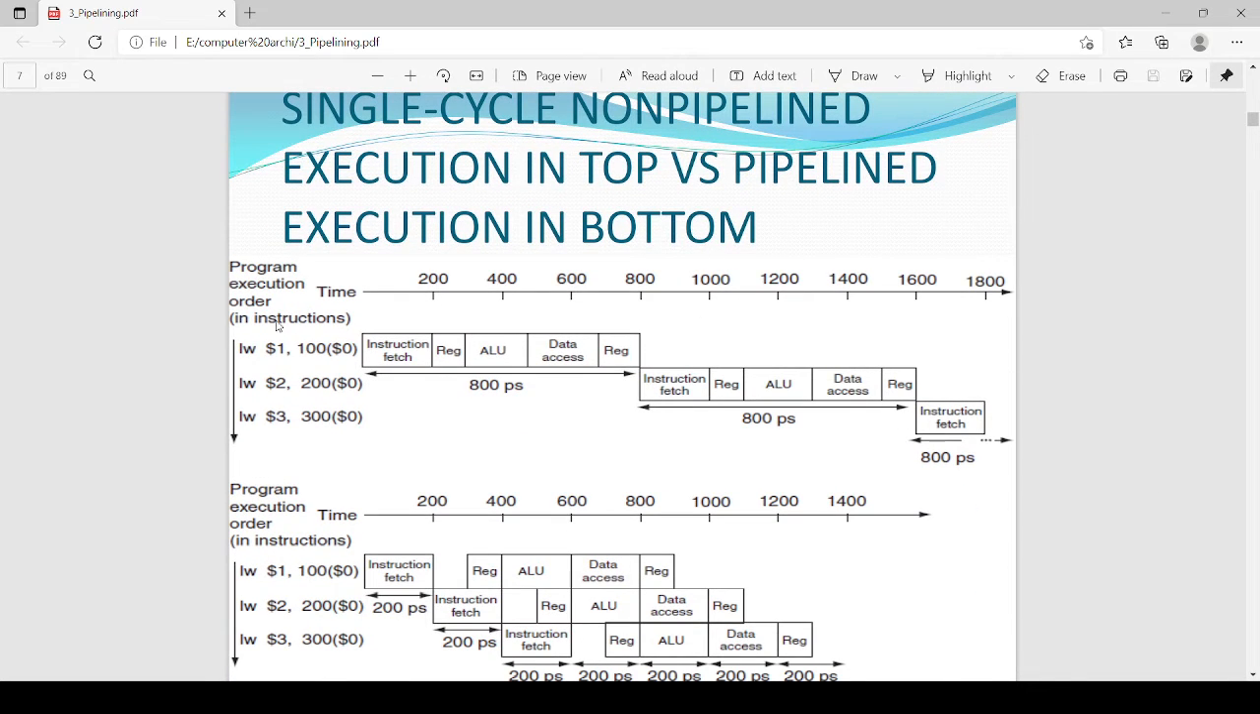For example, consider the load word instruction. 3 load word instructions are used. Each load word instruction will be executed in 800 picoseconds. The total time will be 2400 picoseconds. This is the non-pipelining technique.